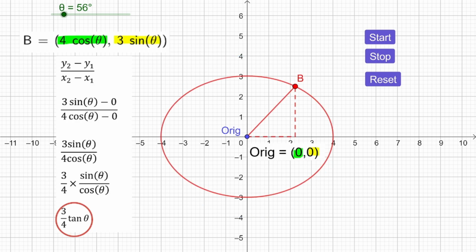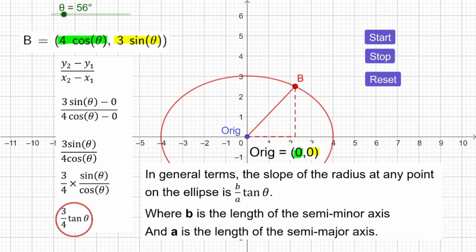Now what about the ellipse? In our particular ellipse, we said that the coordinates are 4 cosine theta, 3 sine theta. Using the same steps, we end up with 3/4 times sine theta over cosine theta, which is 3/4 of the tangent of theta.